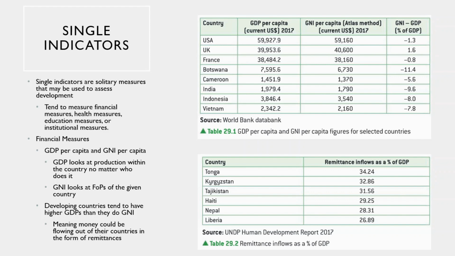Developing countries tend to have higher GDPs than they do GNIs, meaning money could be flowing out of their countries in the form of remittances. Remember, GNI per capita probably is more accurate looking at the quality of life of individuals, where GDP per capita focuses more on output.